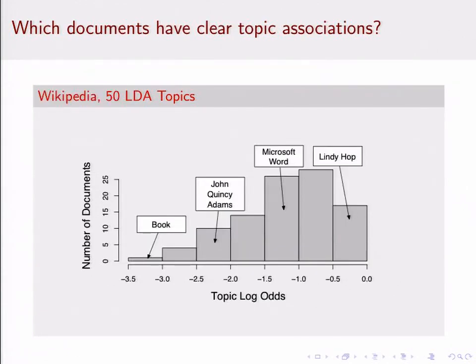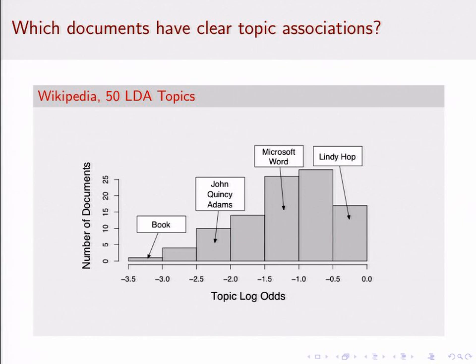And so we can do the same thing with the document associations to topics. Which ones made sense? So this is the topic log odds. This is basically the probability of the intruding topic that they clicked on. If it's a low probability, that's good. If it's a high probability, that's bad. So bad is to the left, good is to the right.